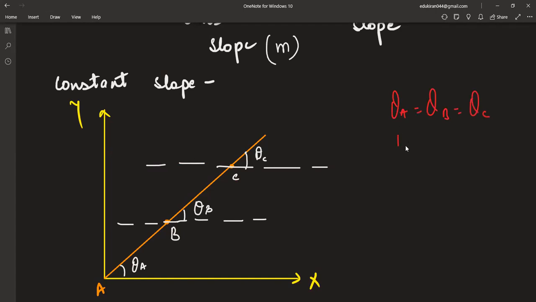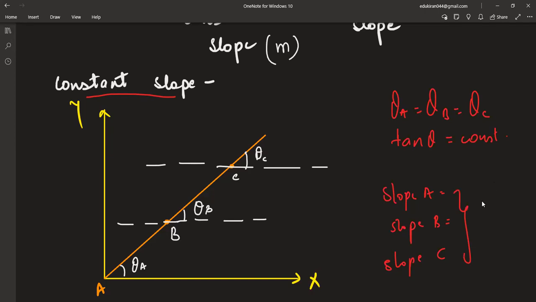If theta is the same, it means all the tan theta will be constant. That means the slope of A is equal to the slope of B, which is equal to the slope of C. So the best way to identify it is a constant slope. You can conclude that this is a constant slope because the values of angles are not changing. And if angles are not changing, tan theta won't change. If tan theta won't change, the slope will be the same in all.